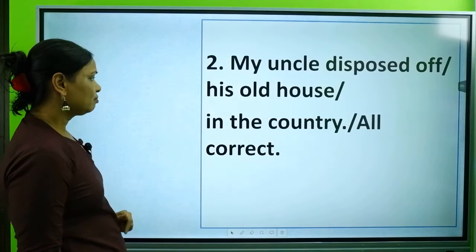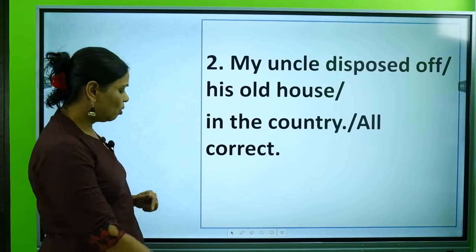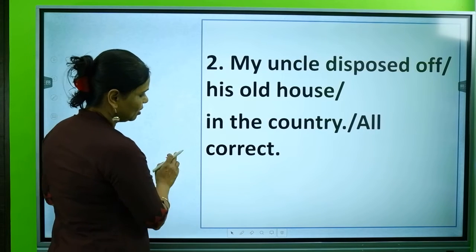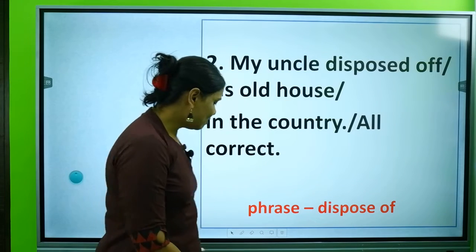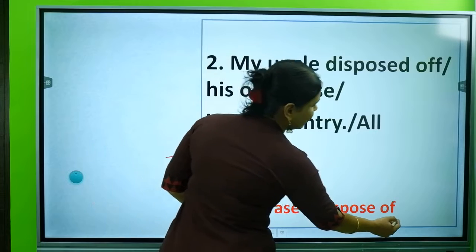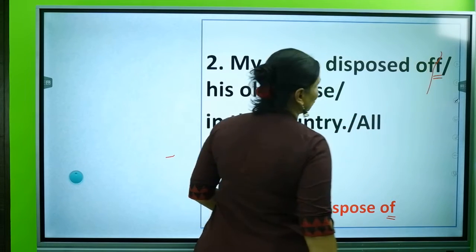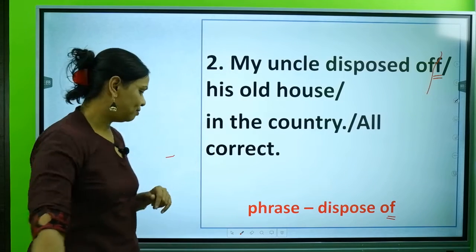Next. My uncle disposed of his old house in the country. All correct. Now here we need to look at the phrase. Dispose of is the phrase where you find a single F, whereas a double F is given here. So instead of off, we need to take of with a single F.